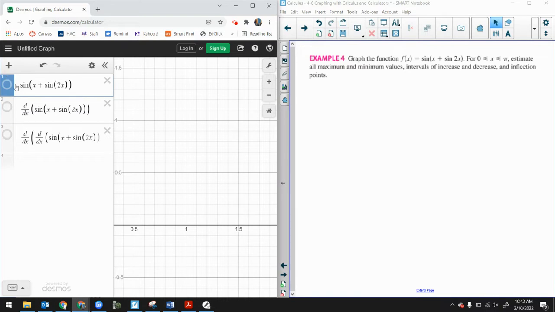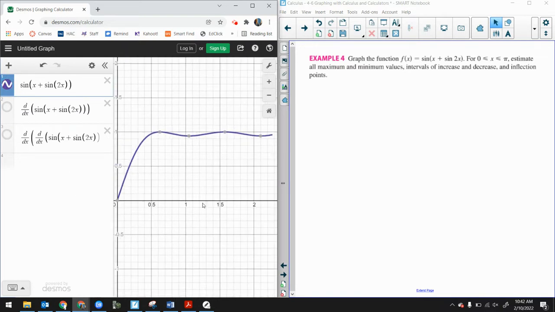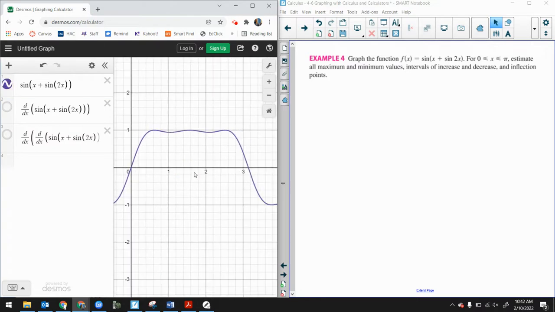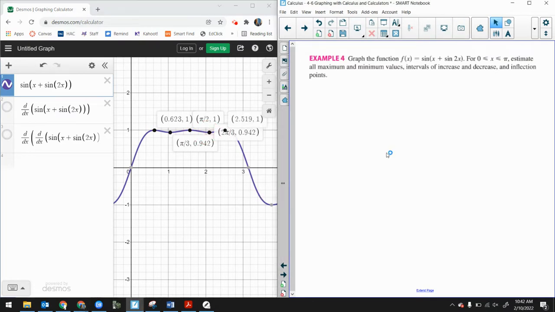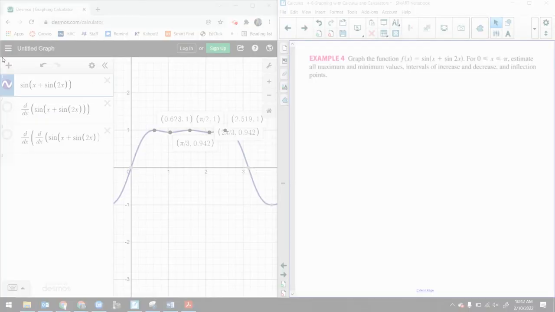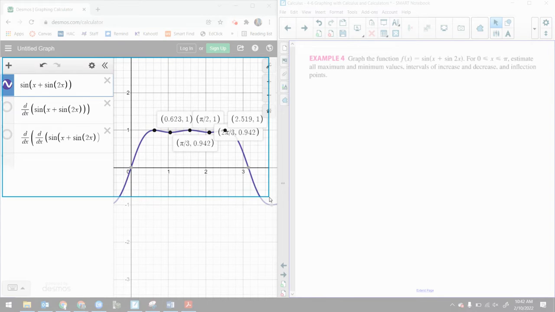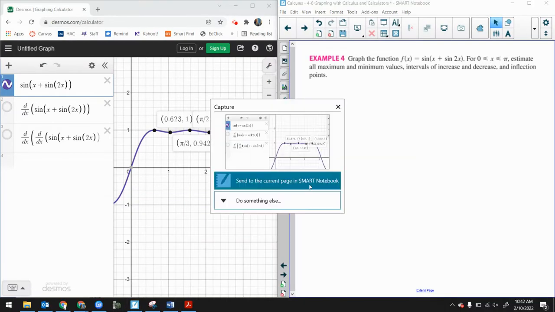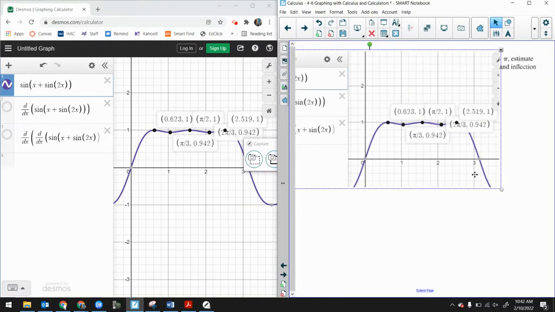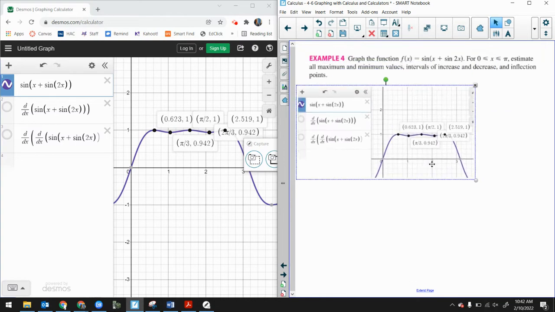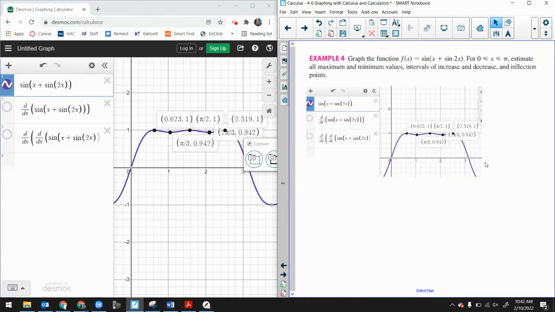So, like for this one, I'll just go through it one more time. From 0 to pi, and I'll actually screenshot it so you see exactly what I want. Ooh, it's kind of a little messy. That's okay. So here's my first screenshot. These are all my maximum and minimum values revealed. Current page. Make it smaller because I can zoom in if it's in a document, right?